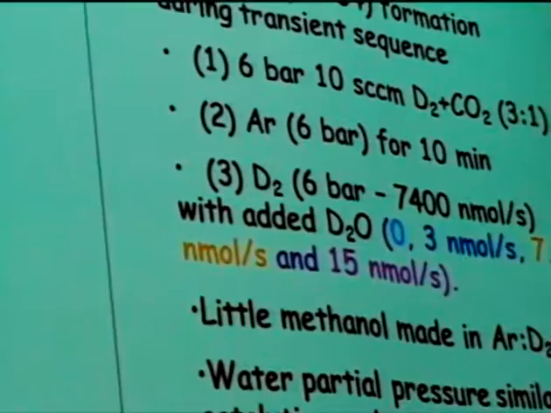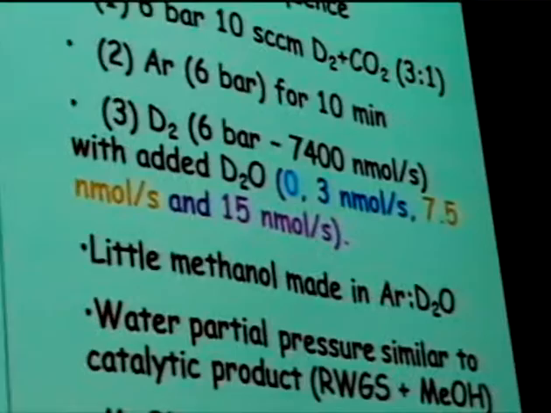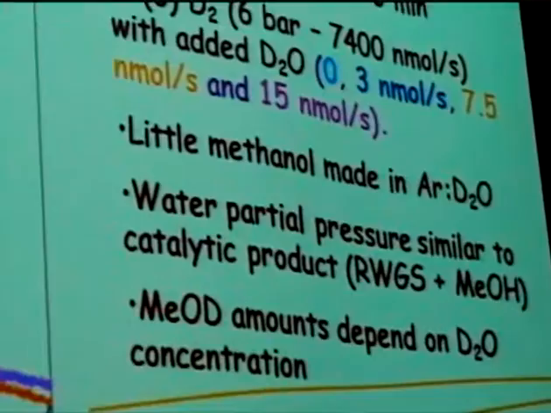I want to point out, though, there is one thing. If you switch into argon and just the same amount of water without the hydrogen, you don't see much methanol either. You see a little bit. So you need water and hydrogen to see this. So this is looking pretty good.